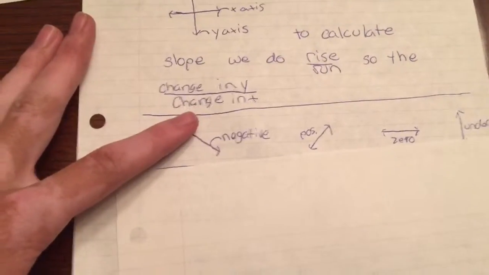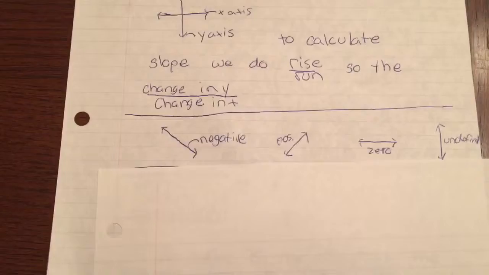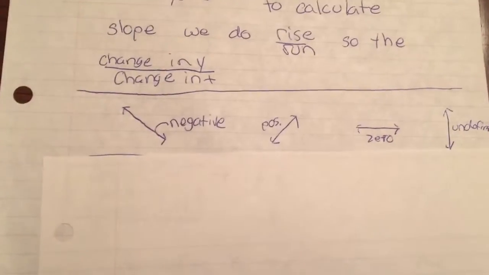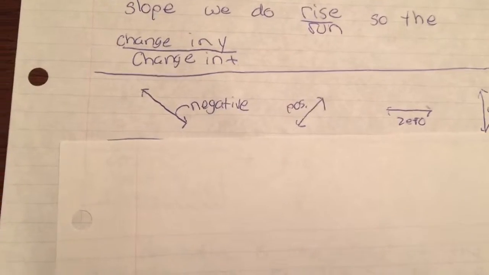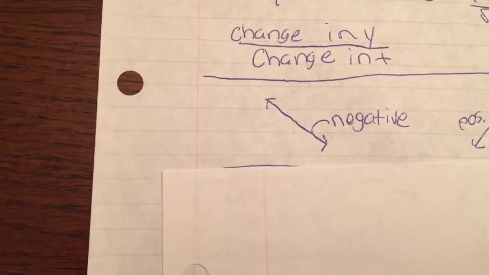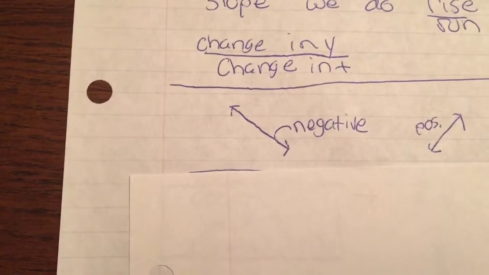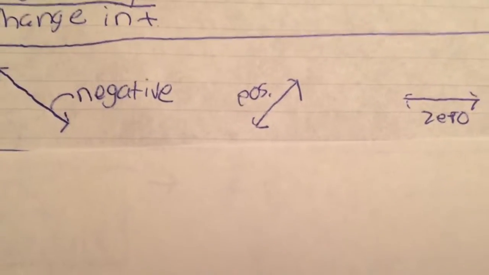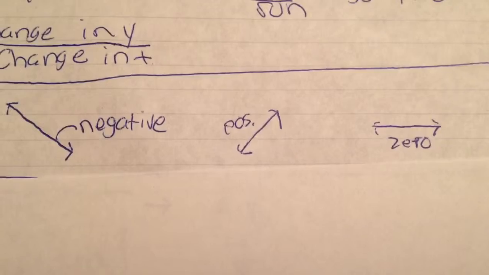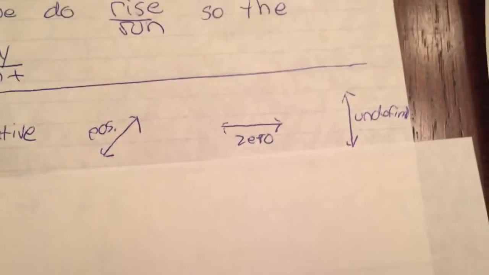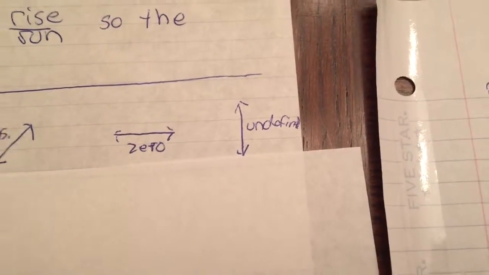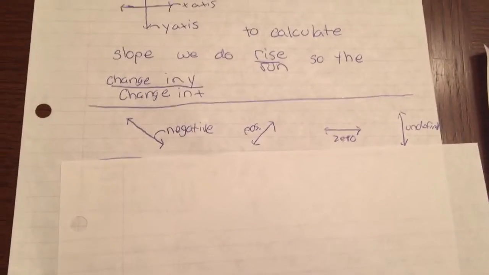And also, there are 4 different types of signs that a slope could be. Here you could see it's negative because if you're walking from the left to the right, you'd be walking downward. Positive, walking from the left to the right, you'd be going up. Zero, not going up or down. And undefined, you just fall right off if you were walking. Review those.